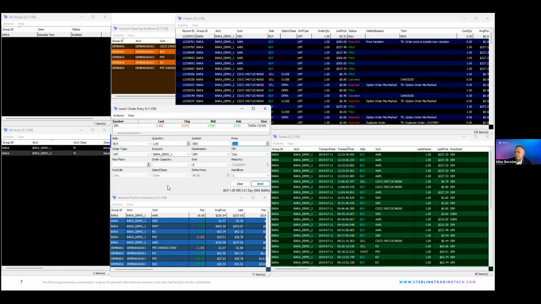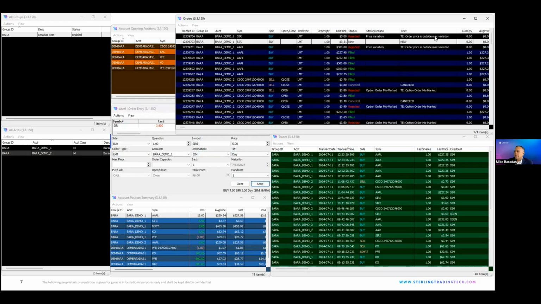And if I put in an aggressive price, let's say $5 through the market, that is more than the 5% default value. For this one, we want to allow a higher price percentage, so this should reject the order. And then you get the same error here that it's been rejected.